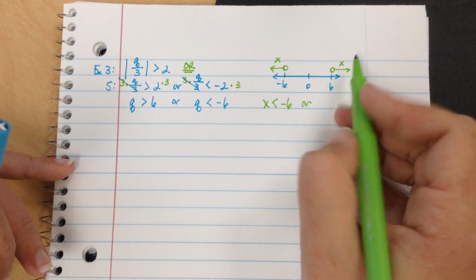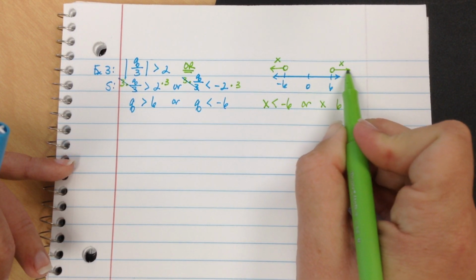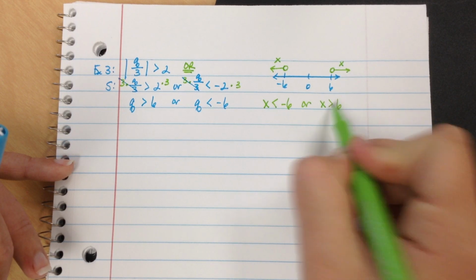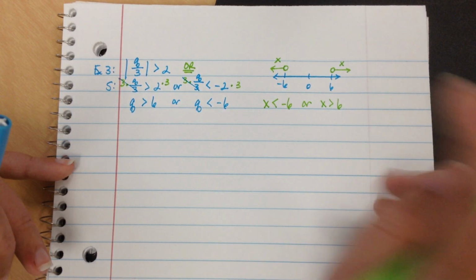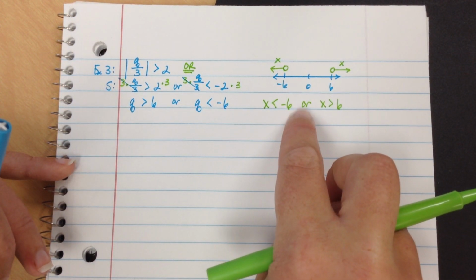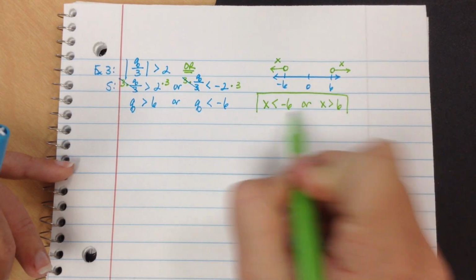Or, I got my x in my +6. This line is pointing to numbers that are greater than 6. So I'll need a greater than sign over here. Anytime you have two x's, your final inequality will have an or statement. Keep that in mind. This is your inequality statement.